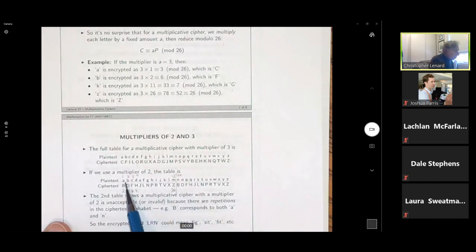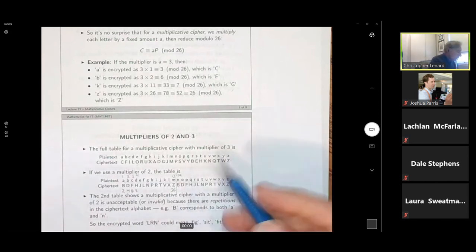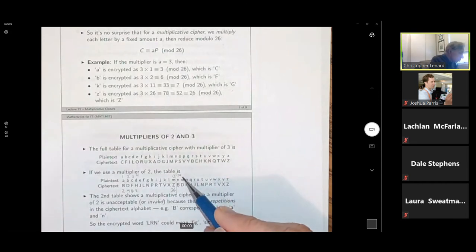That means plaintext A and plaintext N both get encrypted to B, which is going to be a bit of a problem in this particular case. I mean, there are some times when it isn't a problem, but there are times when it is a problem. This is a time when it's a problem. You can see what's going to happen next.